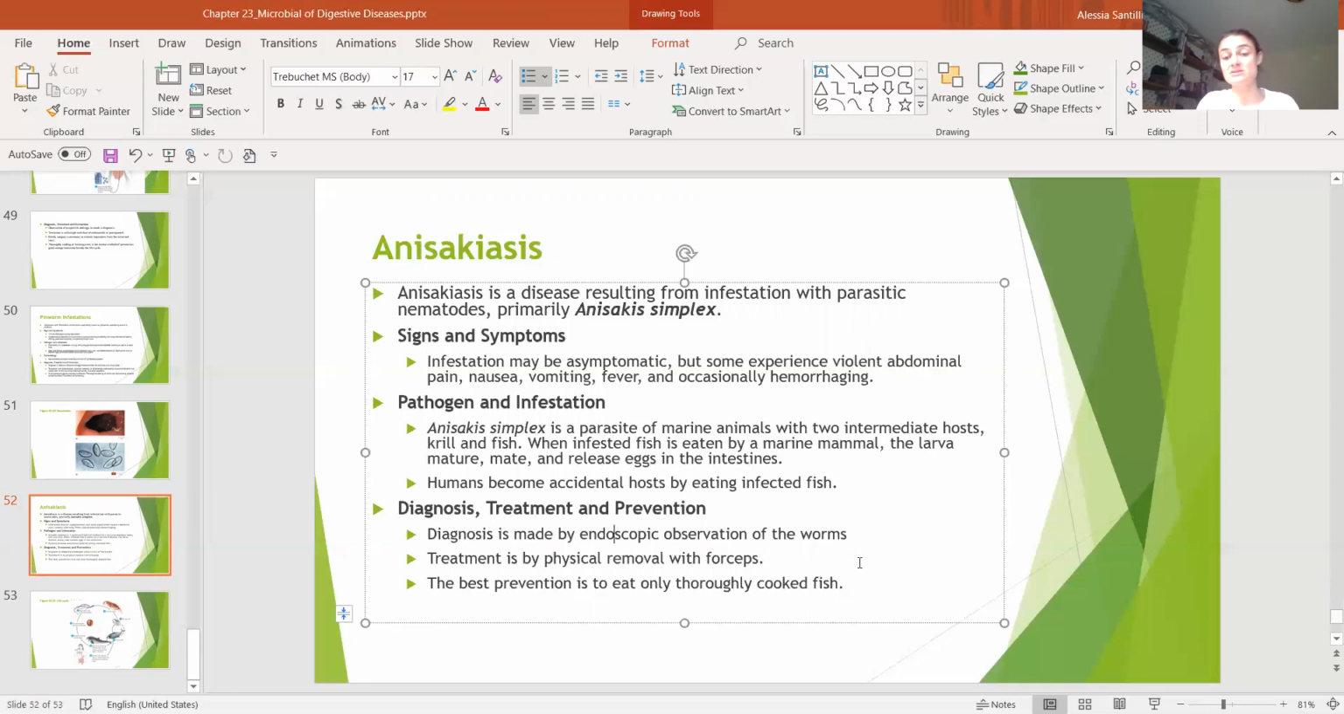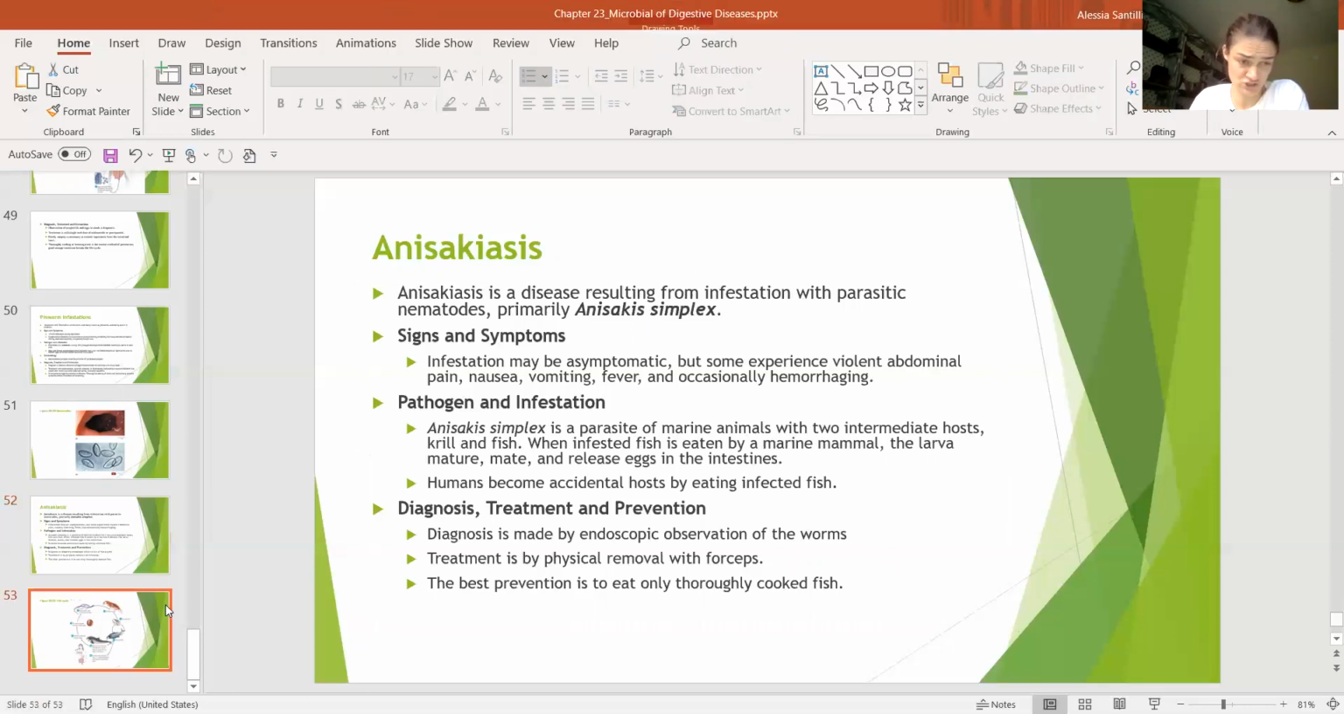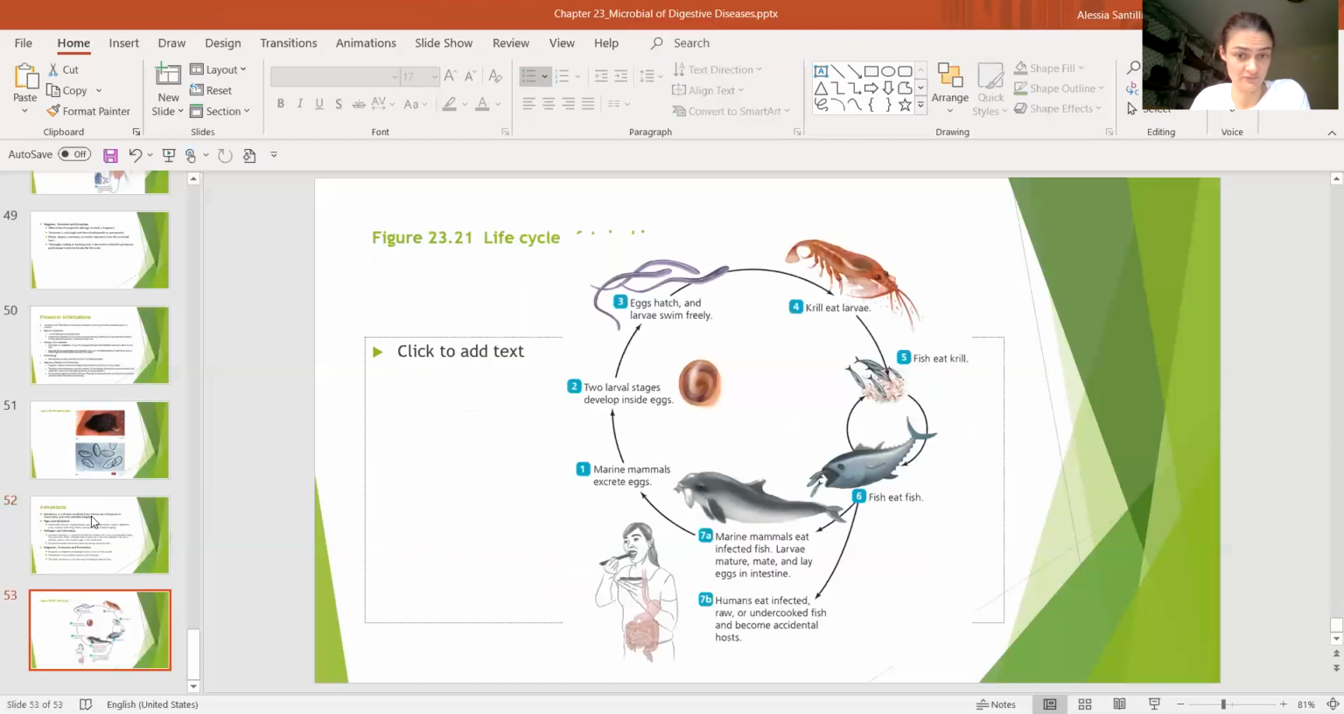Diagnosis is made by endoscopic observation of the worm. Some people even say that they can feel the worm coming in while they eat. Oh my gosh, I can't even. Treatment is by physical removal with forceps. Fun. And then the best prevention is to eat only thoroughly cooked fish, so avoid undercooked or raw fish.